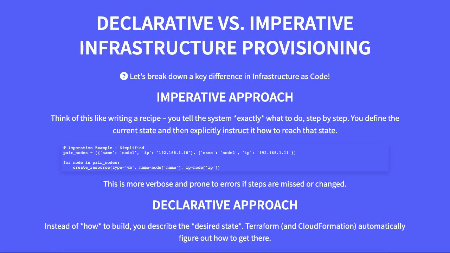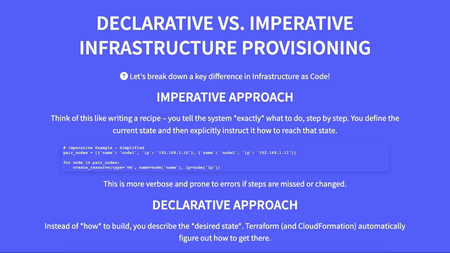Okay, let's talk about how we describe infrastructure changes. When you're provisioning infrastructure, there are two main ways to approach it: imperative and declarative. Imperative is like giving a detailed recipe to tell the system exactly what each step should be, one by one. It's more verbose and can easily lead to errors if you miss something.